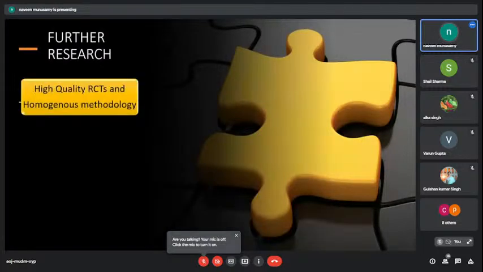So we need further research on vibratory devices. We need further high quality randomized clinical trials with a homogeneous methodology to say that yes, vibration has some effect on orthodontic tooth movement.